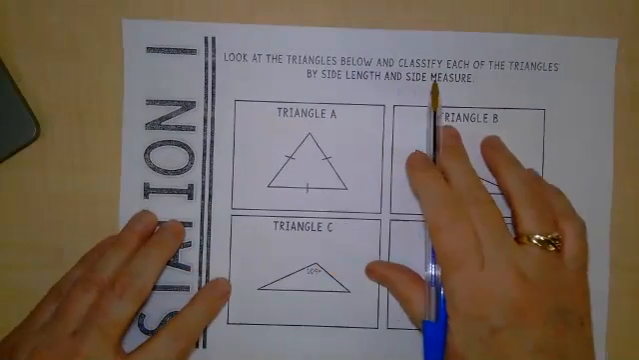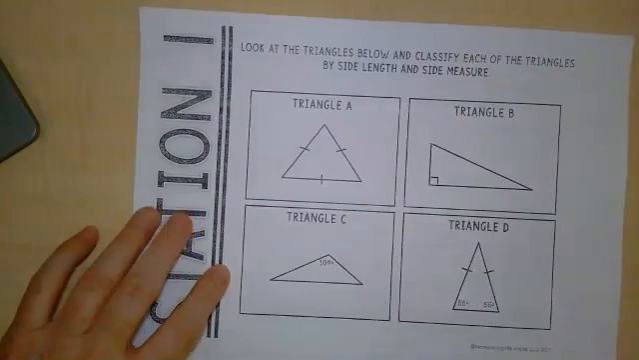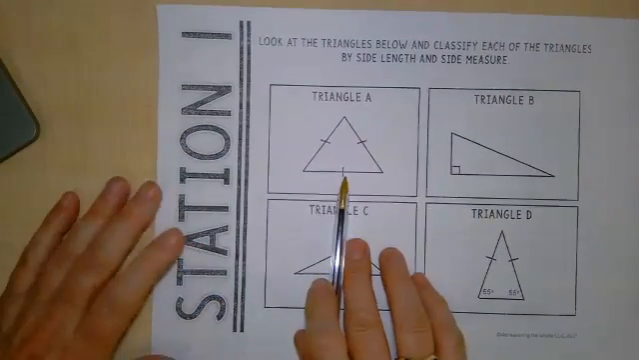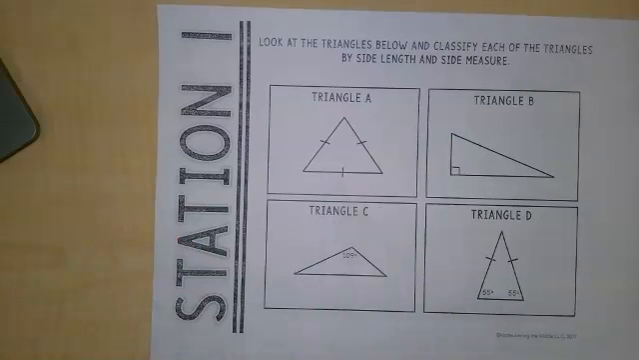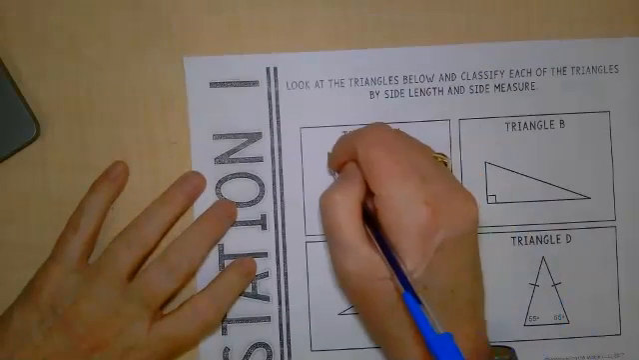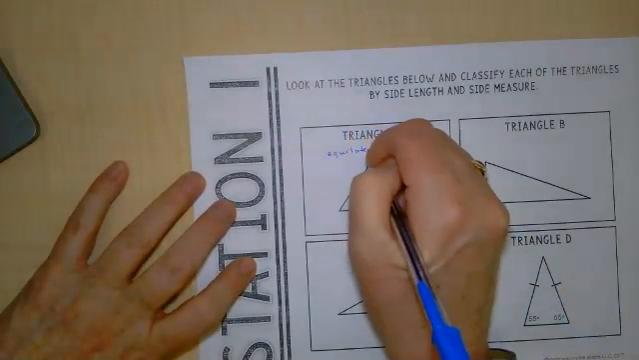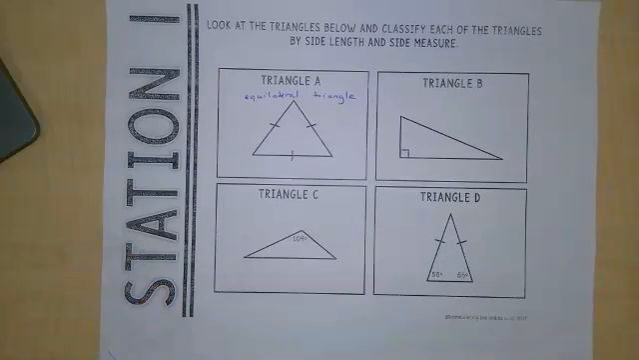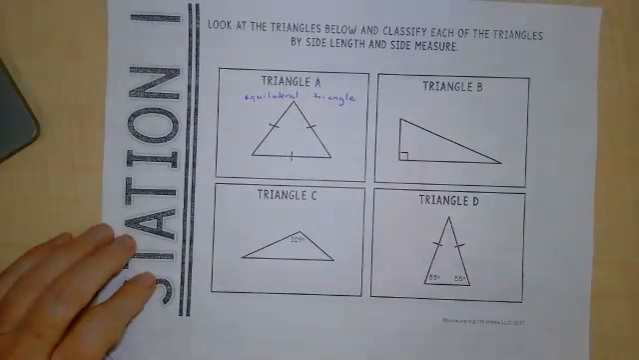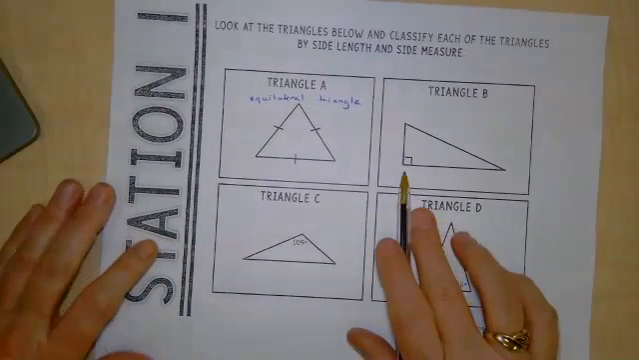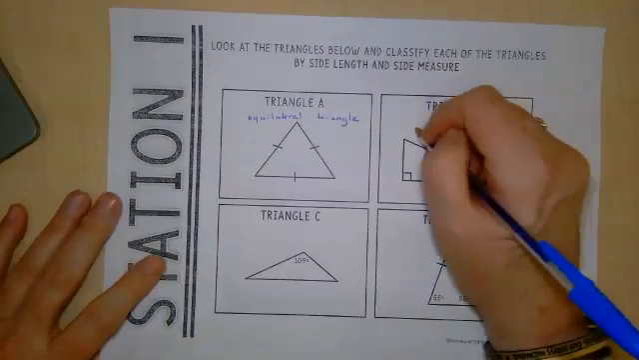It says, look at the triangles below and classify them by side measure. So what do we know about where every single side has the same number of hash marks? There's 3. What does it mean about the sides? They're all equal, and so this is called an equilateral triangle. What do you notice in this picture about this triangle? It's got a right angle. This is called a right triangle.